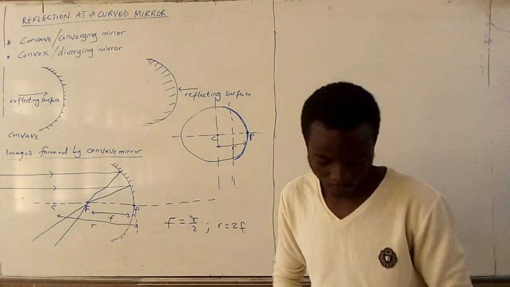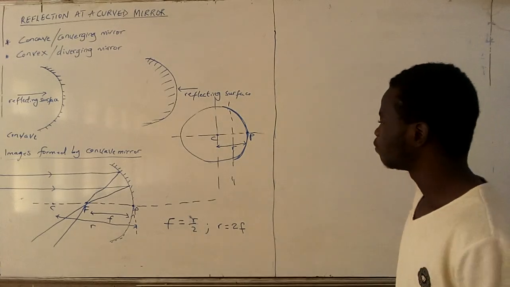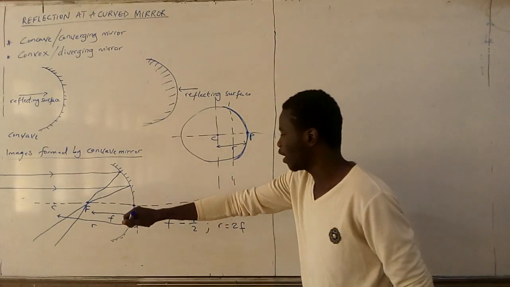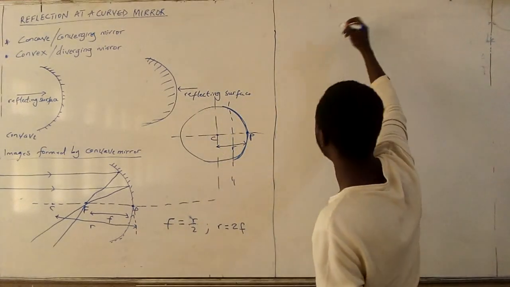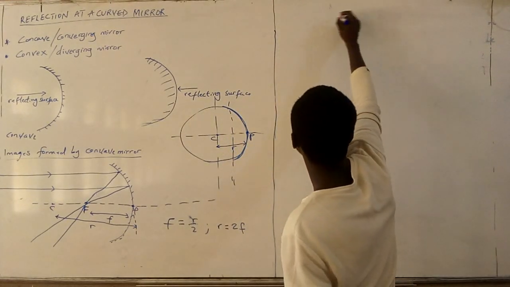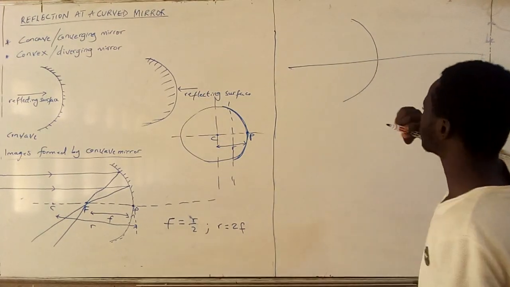So this is how rays of light fall on a concave mirror. Essentially we have the same thing for the convex mirror. So that's for concave. Now for the convex mirror, we have something like this.